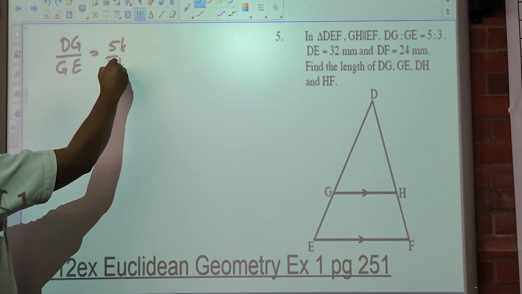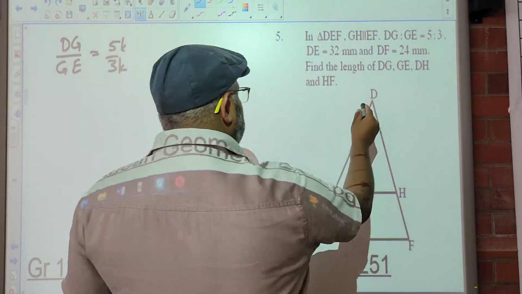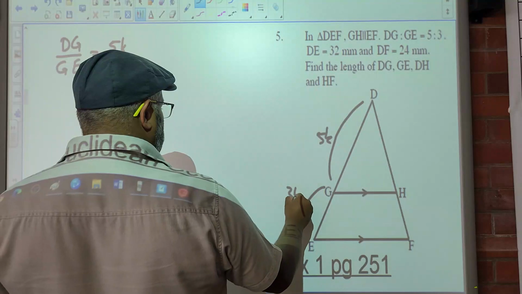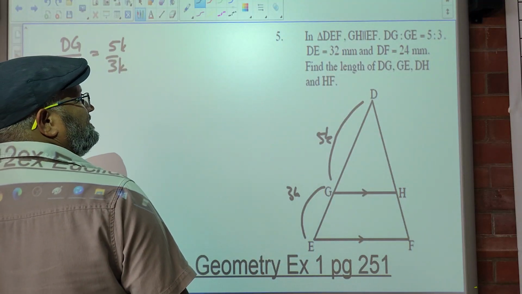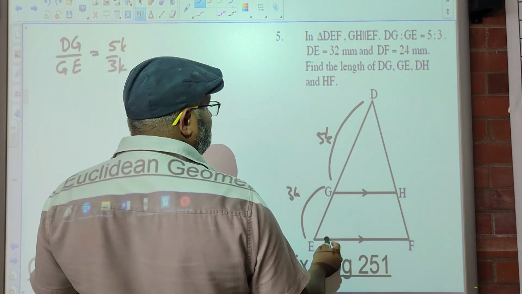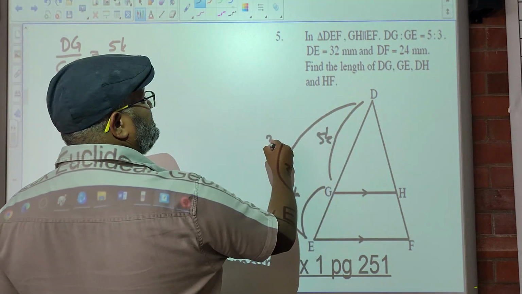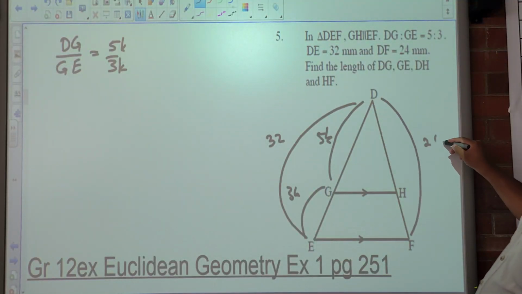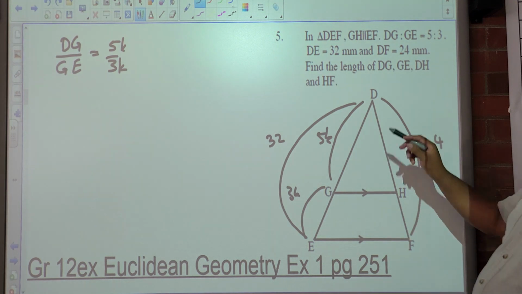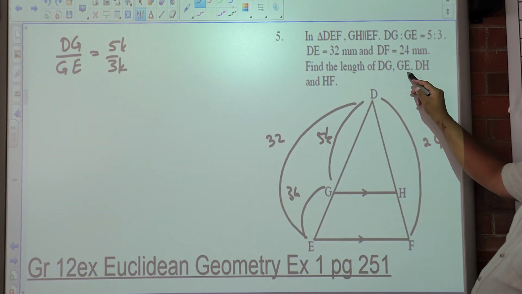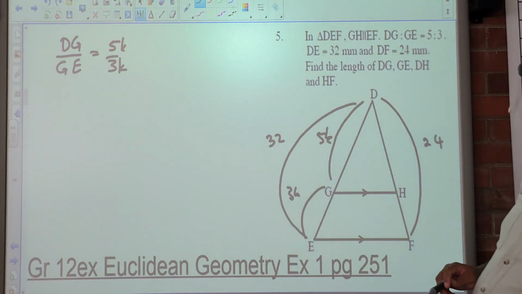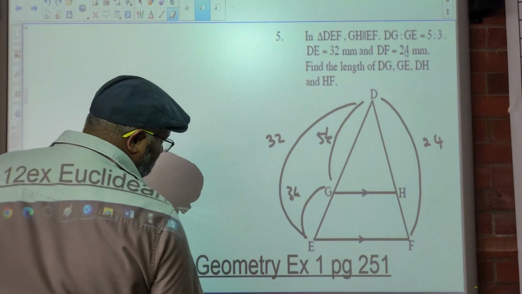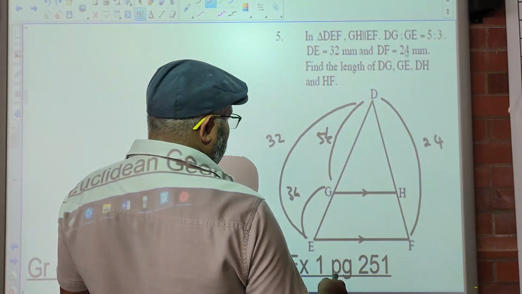So what I do is I introduce a K factor. So DG is going to be 5K and GE is 3K. DE, the whole length here, is 32. And the whole length of DF is 24 millimeters. The question says find the length of DG, DE, DH and HF. Let's start with the first one, DG. I don't know if you can do it in that order, but yes we can.